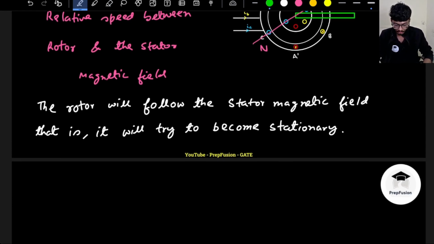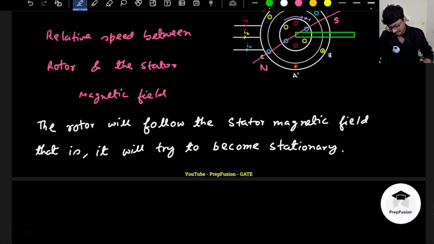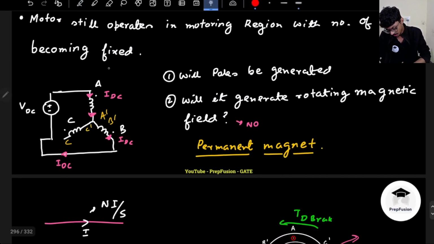Now one doubt you might have: sir, I am applying a DC, so what will happen to the equivalent circuit? One thing you have to remember is that the rotor still doesn't understand whether I am providing an AC supply or a DC supply. The rotor is very innocent.